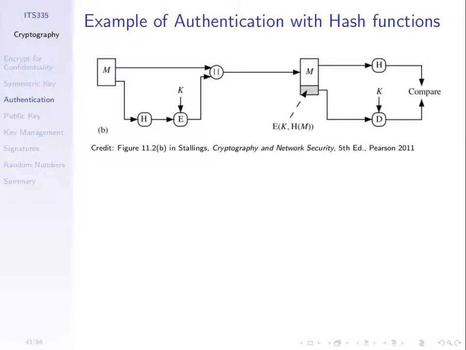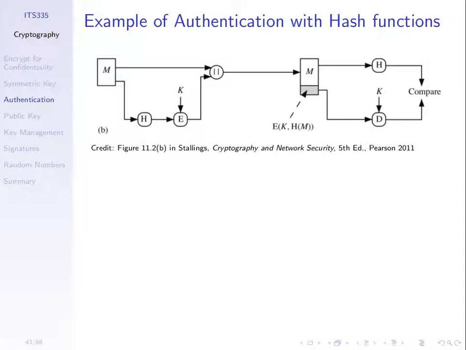This is only intended for the receiver B to detect whether something's gone wrong in the communications. It doesn't matter if someone sees the message. And often we need that as a service. That is, we don't care if someone sees the message. I just care that the message I receive is, in fact, the one that was sent. So the message is not encrypted, so there's no confidentiality.